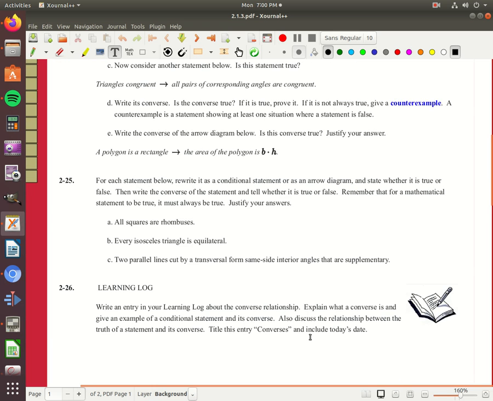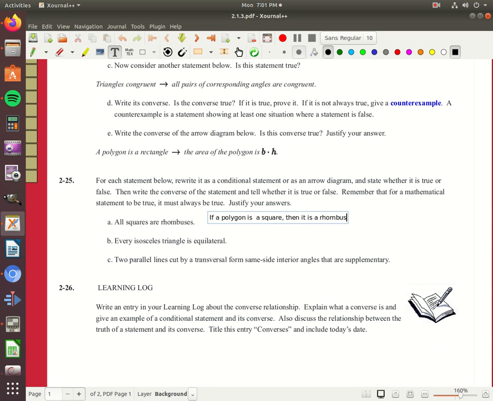All right, so here we go. For each statement below, rewrite it as a conditional statement or as an arrow diagram and state whether it is true or false. Then write the converse of the statement and tell whether it is true or false. So we're going to basically say, if a polygon is a square, then it is a rhombus. Would that be true or false?